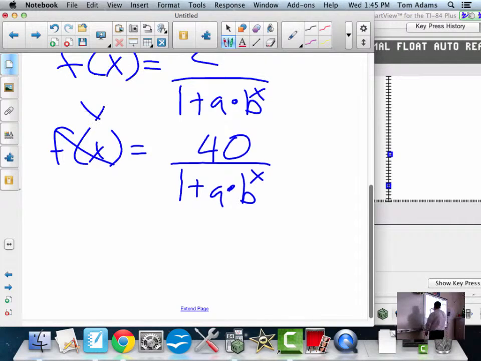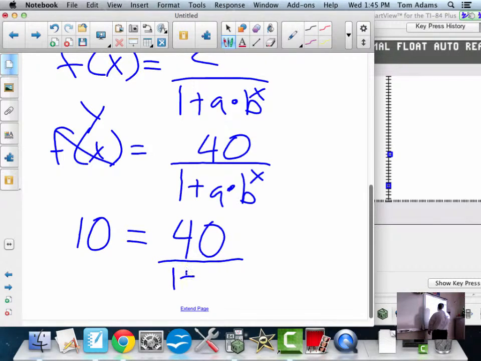If this is y, what was y? 10 should equal 40 over 1 plus a times b. What was x? 0. Oh wait, we don't know what b is, Mr. Adams. How are we going to do this? I don't know. Oh wait, what's b to the 0? 1. So what's 1 times a? A.